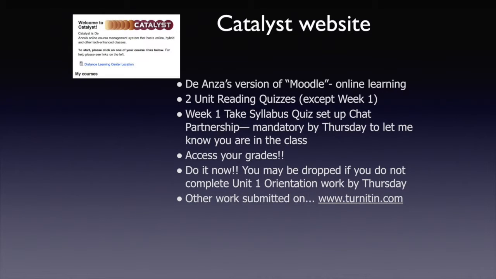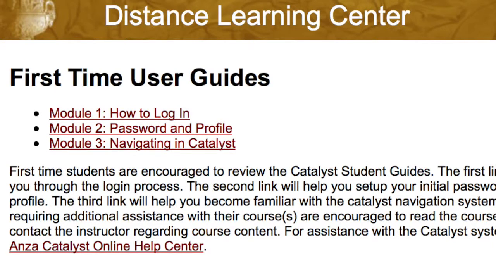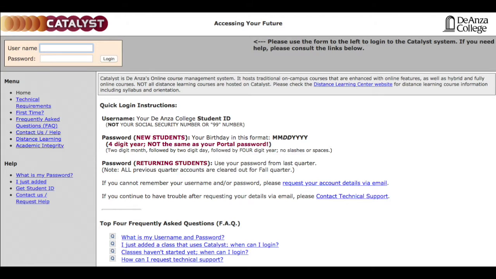Catalyst. It is not the most elegant tool in the world. It's kind of clunky, but it's what we have. You can orient yourself on the Catalyst open front page. There's a Catalyst for beginners or something like that, orientation. Fortunately, you won't be turning in very much on Catalyst. What you're going to do on Catalyst each week is take 2 reading quizzes, which are due on Sundays at 10 p.m. Most of your work then is going to be submitted on Turnitin.com.